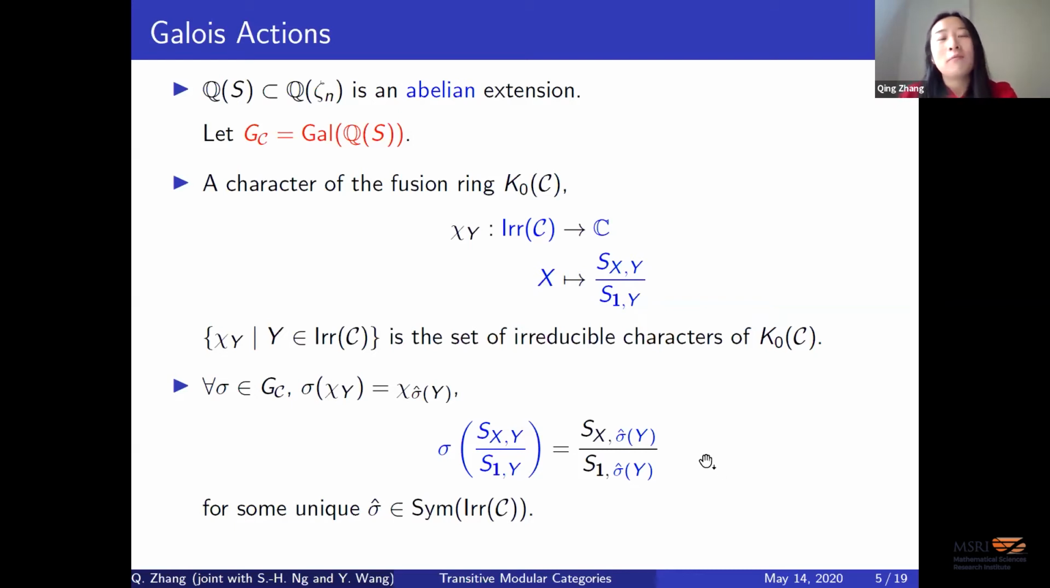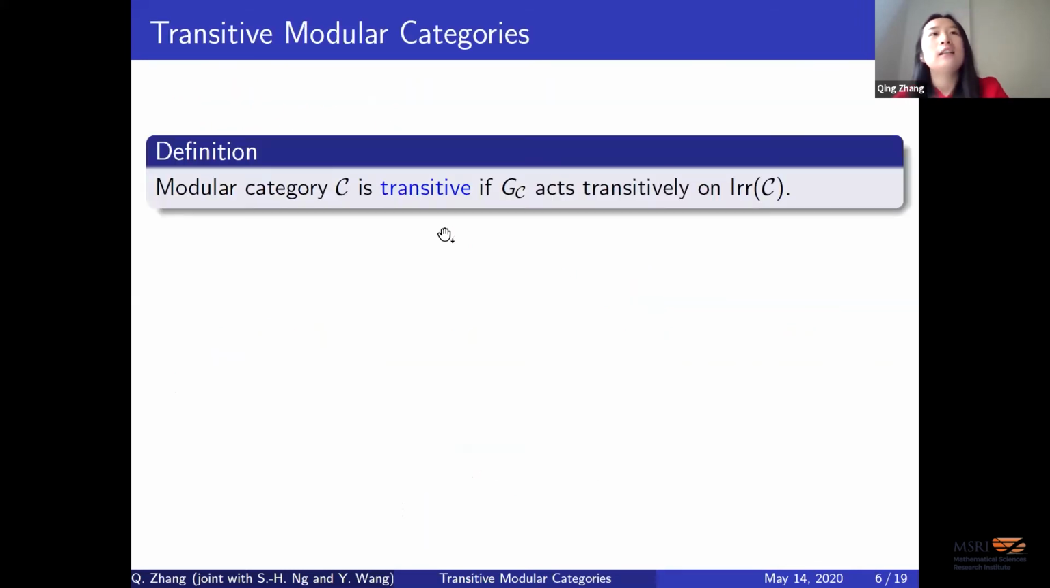So we have enough background to talk about modular categories with transitive Galois action. Before we jump to the next slide, let's recall that we call this Galois group G_C. And we define a transitive modular category as follows: a modular category C is called transitive if G_C acts transitively on the set of simple objects.